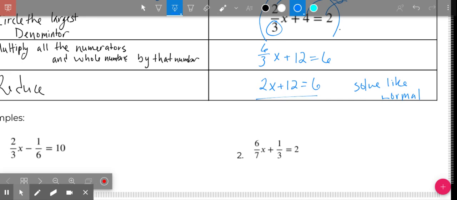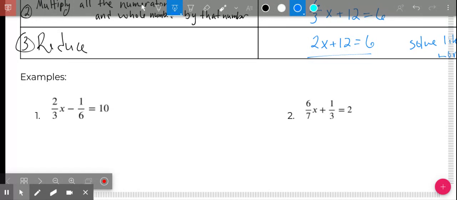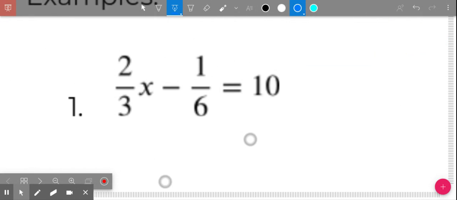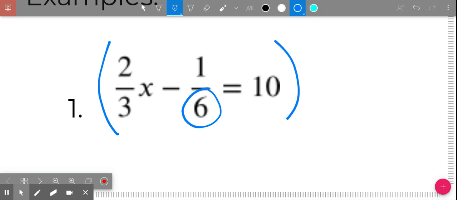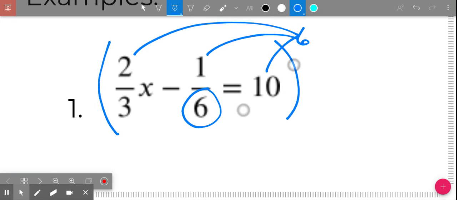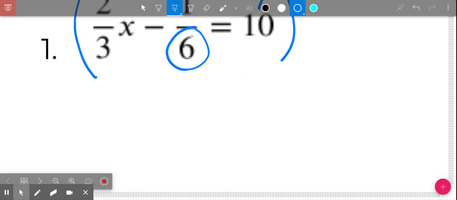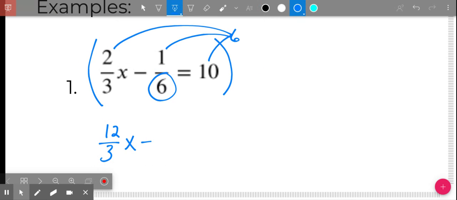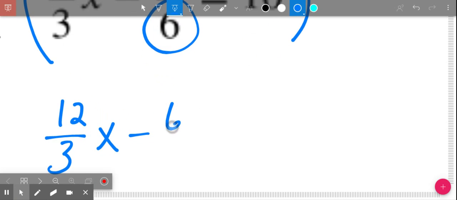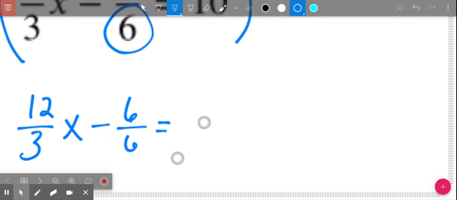So if I look at my first problem, 2/3 x minus 1/6 equals 10. Step number 1 is circle the largest denominator, which is 6. 6 is obviously larger than 3. From here, we're going to multiply all the numerators and the whole numbers by that number. So the 2, the 1, and the 10. 6 times 2 gives me 12 over 3x minus 1 times 6 gives me 6 over 6 is equal to 10 times 6 equals 60.